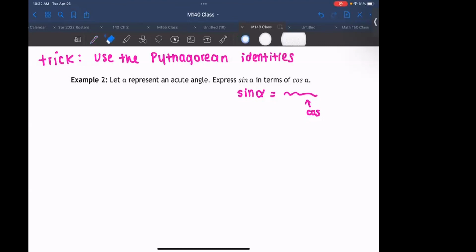Okay, so there's always a trick for these trig function identity things. And that's what makes it kind of fun because you like know what to do in the beginning and then it kind of falls out at the end. Okay, so I want to express sine in terms of cosine. Is there any Pythagorean identity that does that for us?